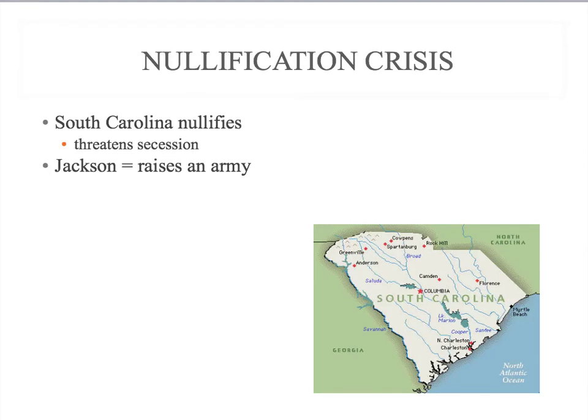So here's what happens at the end of the day. South Carolina decides that yeah, A, they're going to nullify this law, and B, if the federal government doesn't like it, then they're just going to leave, all right? They threaten secession. They threaten removing themselves from the Union. In response to this, Jackson raises an army and is basically prepared to go down and enforce this law by any means necessary, including military or whatever it is. So we've got to get together and find some kind of compromise to make sure none of these things happen.